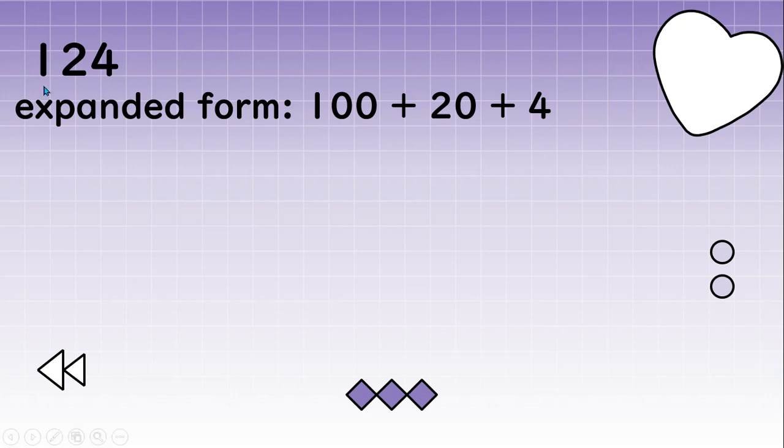So we have 100 because 1 is under the hundreds place value. We have 20 because 2 is under the tens place value. And we have 4 because it's under the ones place value. So for expanded form, kids, always remember, if it's in the hundreds place value, copy the number and then add 2 zeros. If it's in the tens place value, copy the number and then add 1 zero. And for the ones place value, just copy the number itself. And then don't forget the plus sign. So that's how you're going to write a number in expanded form.